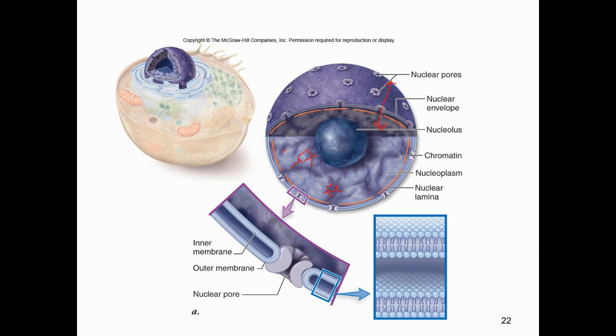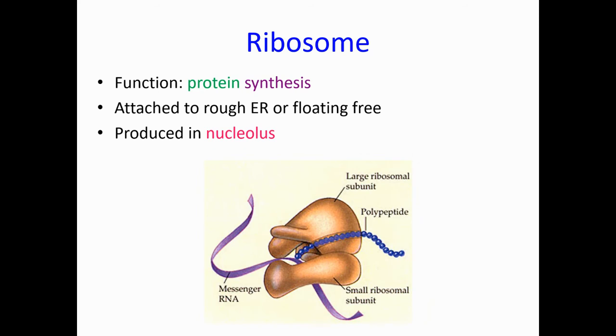Okay, kind of cool. Next up, we have ribosomes. We talked about ribosomes being made in the nucleolus, right? Ribosomes make proteins. Okay, so they aid in making proteins. They can be attached to the rough endoplasmic reticulum, or they can be free floating. And we'll talk about their exact role in making proteins when we get to our DNA unit. But ribosomes help make protein.